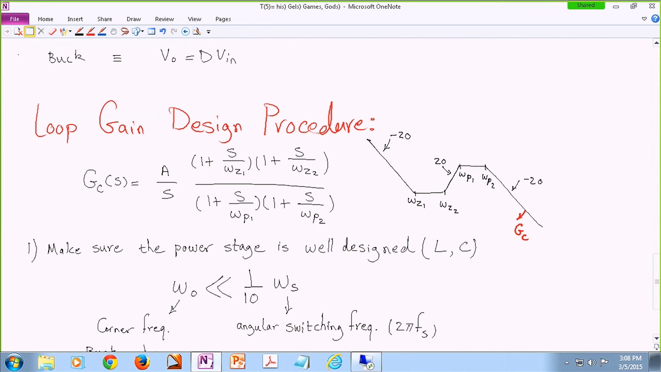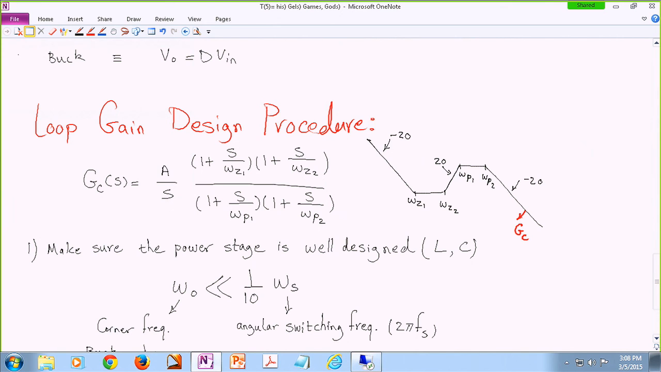Okay, so as first step, double check your power stage. Make sure your corner frequency is at least 10 times smaller than the switching frequency. Yes? When we make corner frequency very less than the switching frequency, will that not make our controller a very slow one? It would make our converter very slow.